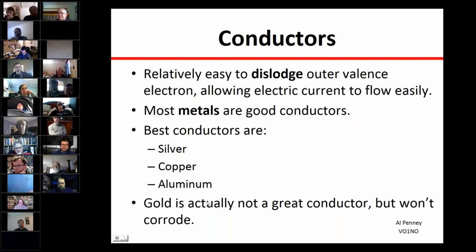Now, gold itself is not actually a good conductor, but the good thing about gold is that it doesn't corrode, and that's why you have gold-plated contacts, because they won't corrode, they won't have poor electrical contact when you plug the 2 connectors together. So silver, copper, and aluminum. And gold, not a great one, but it's got certain uses.